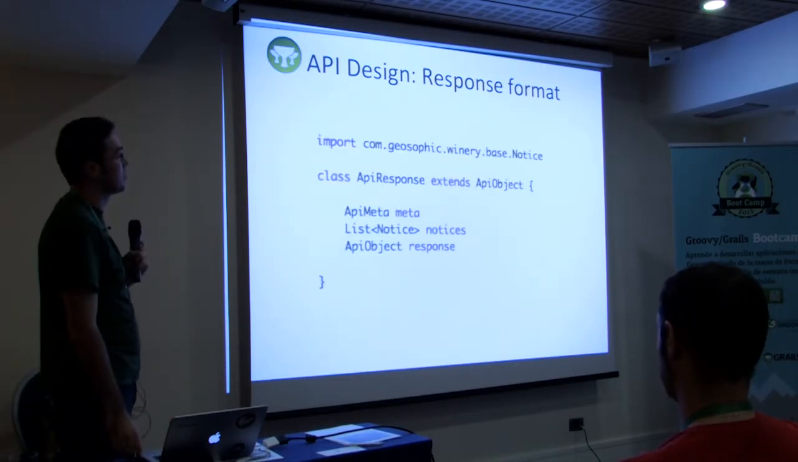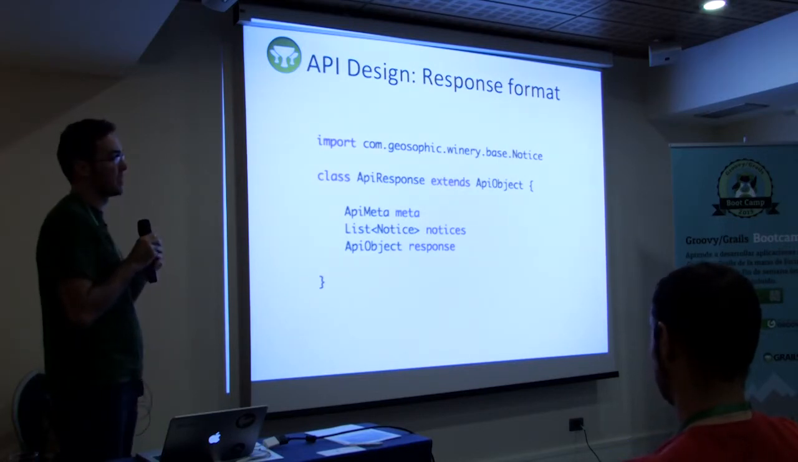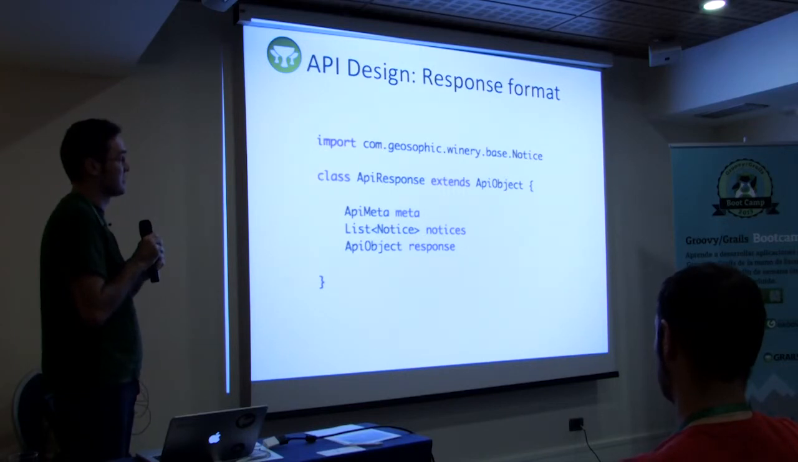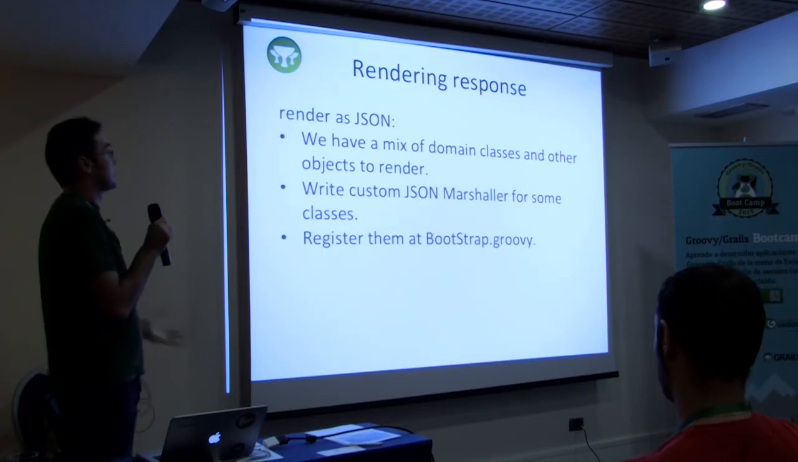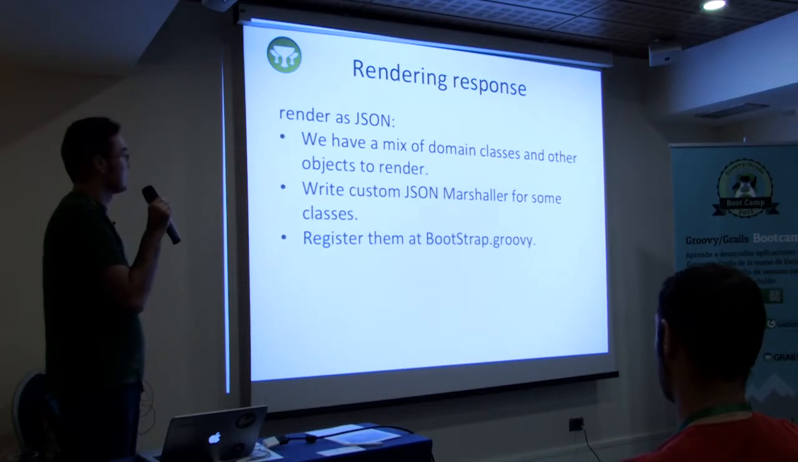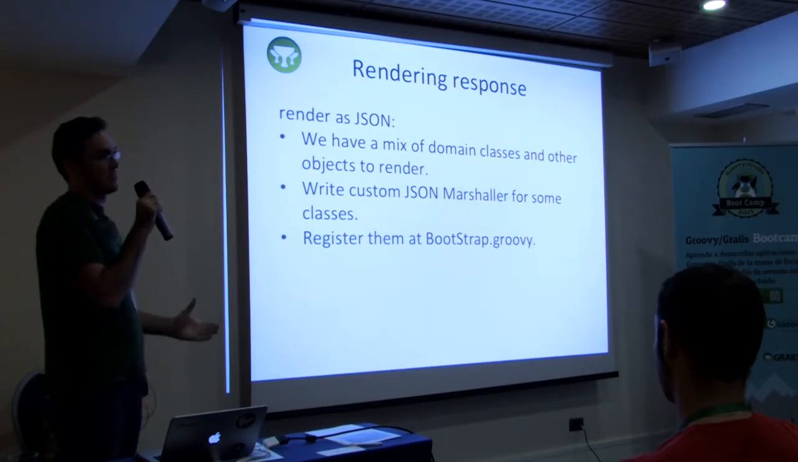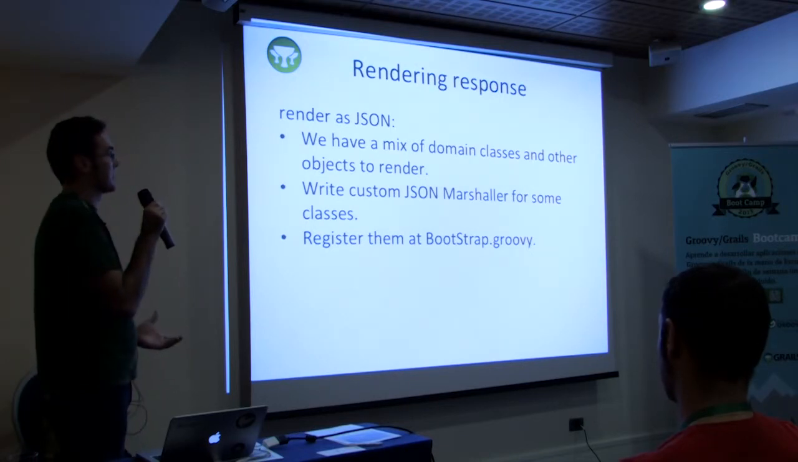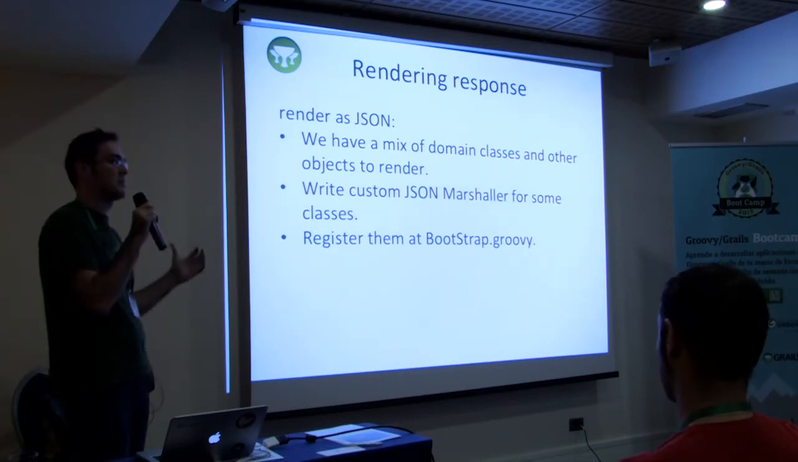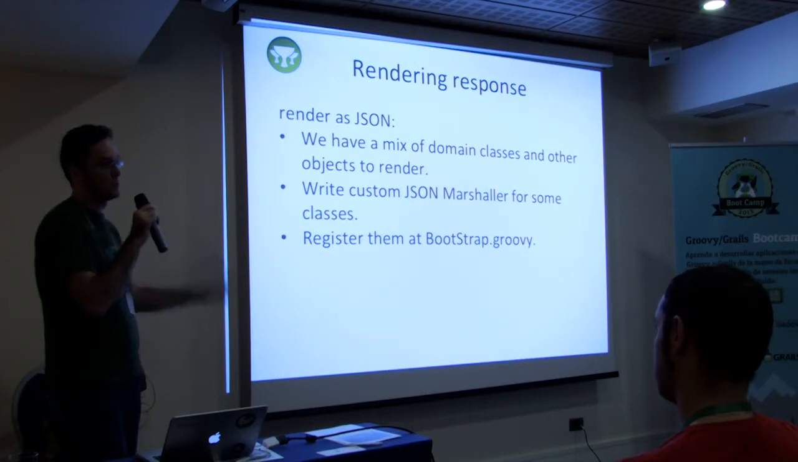This is how we compose the response. We created some plain Groovy objects that match what we want to return, and we use the magical render as JSON from Grails. But it's not as simple as that. We have to build our own custom JSON marshallers, because for some classes, if we want to return some domain classes, we want to not include the class type, the ID, and so on. And for others, we want to do some transformations.